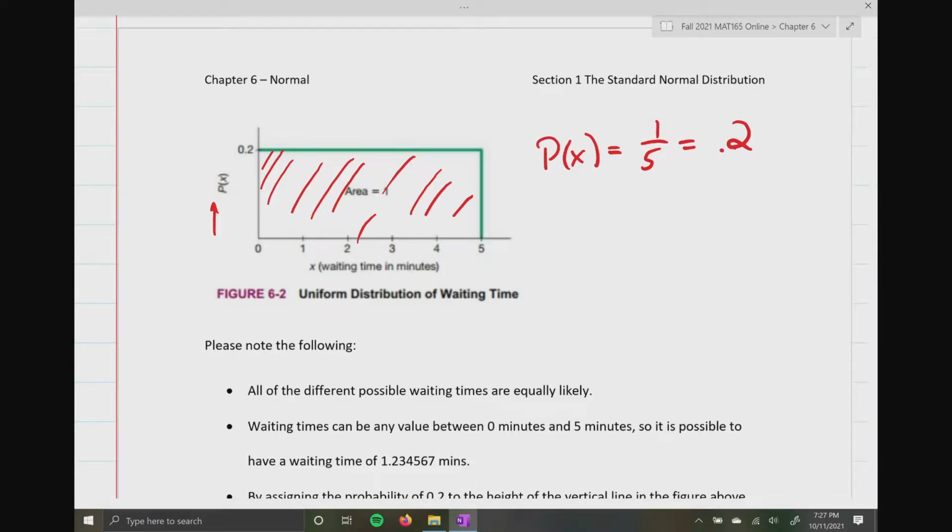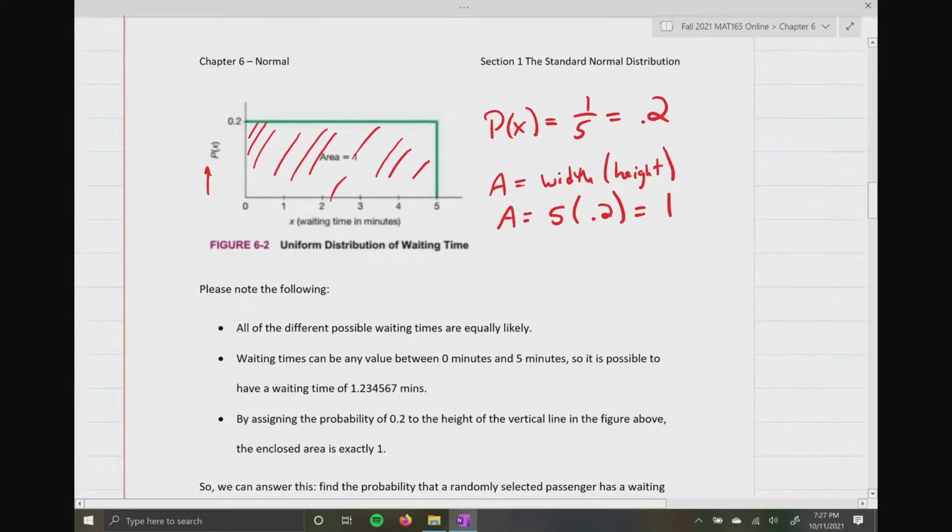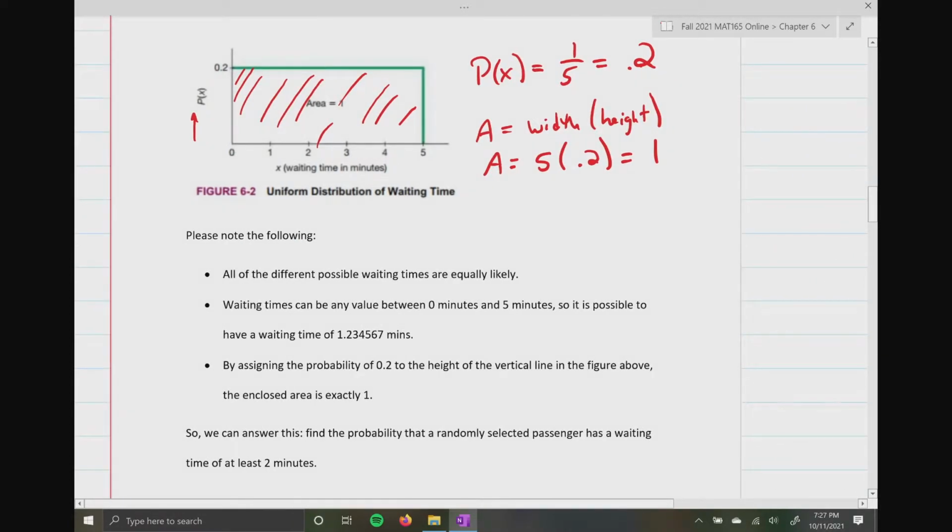Well, if you think about it, area equals the width multiplied by the height. We know the width goes from 0 to 5, so that's going to be 5. The height is 0.2, so that's going to be 5 times 0.2, which is 1, okay? So that is what we're saying down here in the please note part of this question.